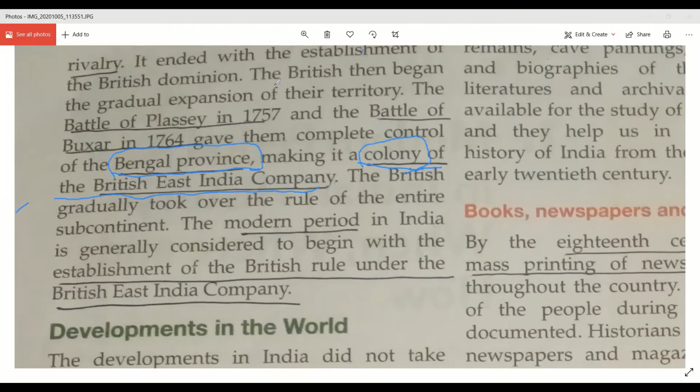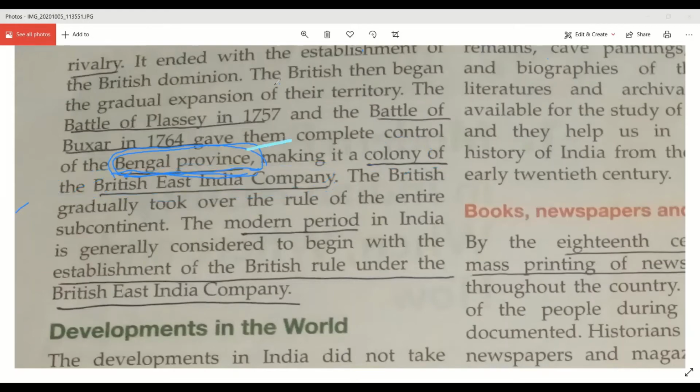The land of India was taken over by the Britishers, and a colony is a place where their desires and their rules and their laws are implemented. So the laws of the Britishers or the English started being implemented in the Bengal province, and because of that, they made Bengal their colony and they established their first British East India Company. So, which is the first colony? Bengal. And what did the British do in Bengal? They established the British East India Company.